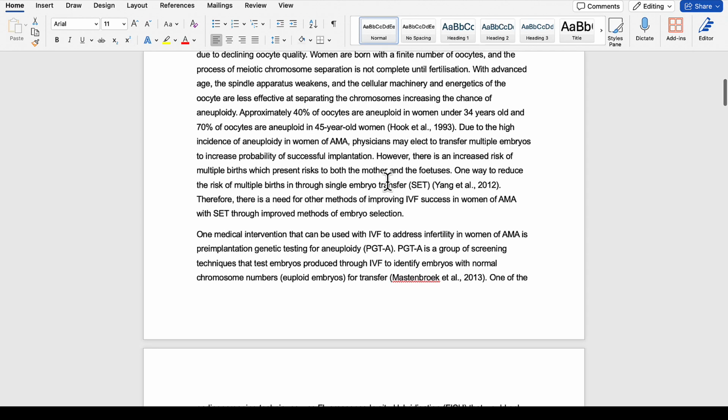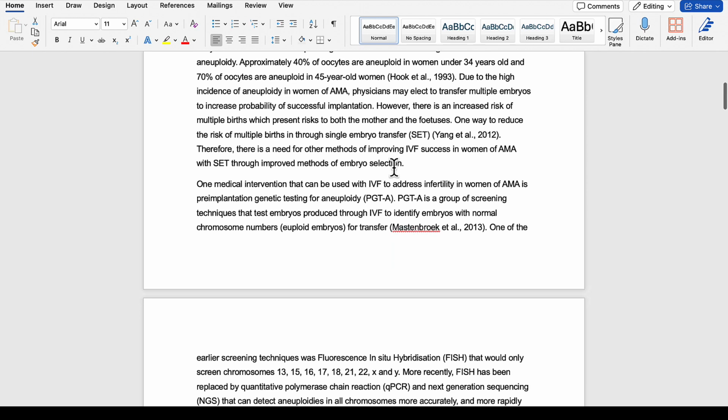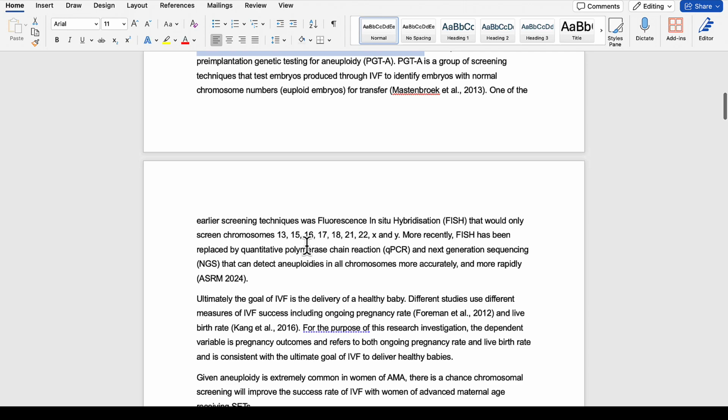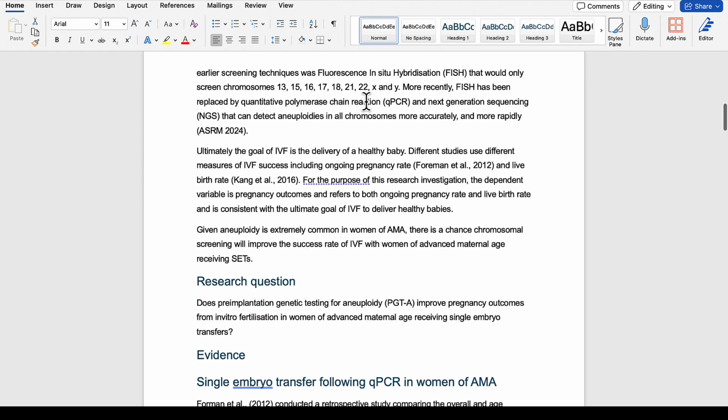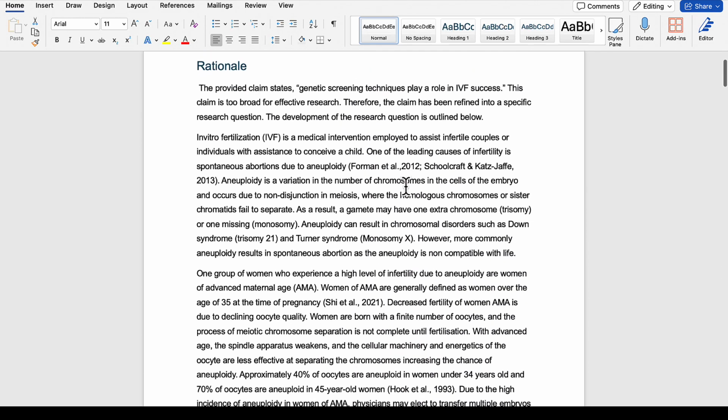And here I say, again, this idea of linking. One way to reduce the risk of multiple births. So that's introducing this other part. One medical intervention that can be used is, and then we're introducing the screening technique. And then ultimately, I'm just introducing, well, how are we actually going to measure pregnancy success, IVF success? So hopefully you can see here that it's more detailed than in your student experiment.